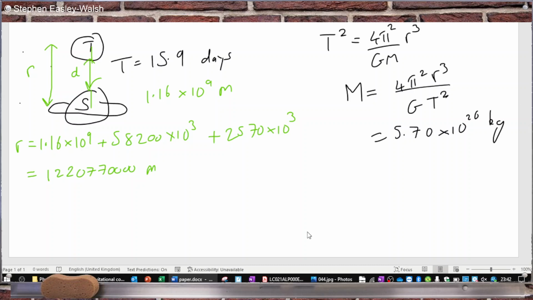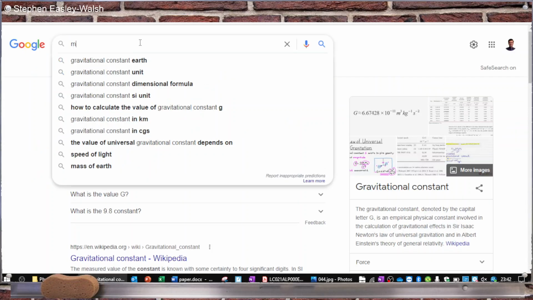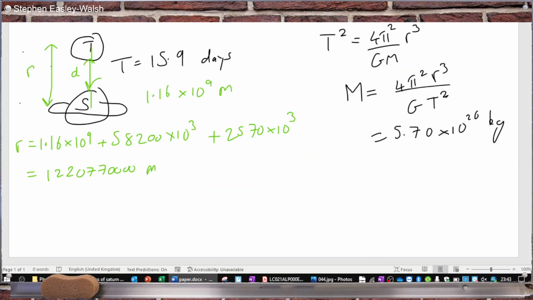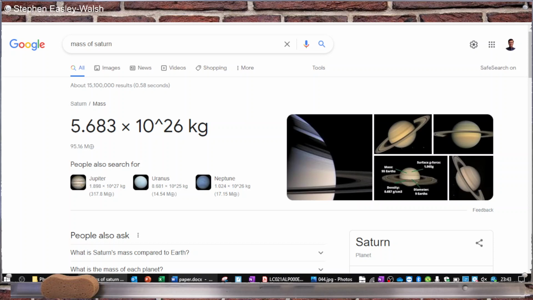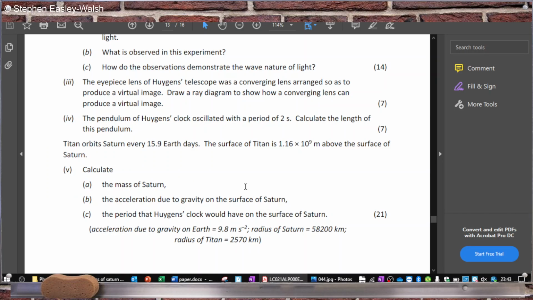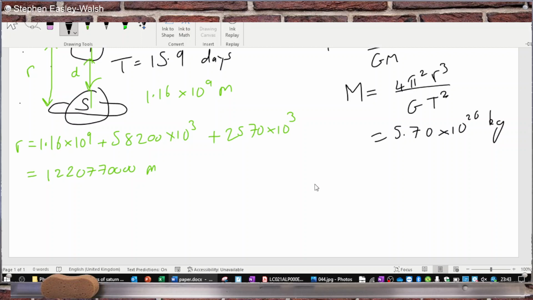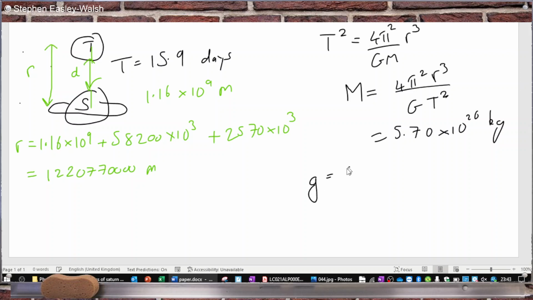And we can check if we're right in Google if we just type in mass of Saturn. And are we close? 5.70, 5.68. That sounds good to me. The acceleration due to gravity on the surface of Saturn. Okay, that formula, acceleration due to gravity, g, that's GM over r squared. Now we know the mass of Saturn, because we just worked it out.